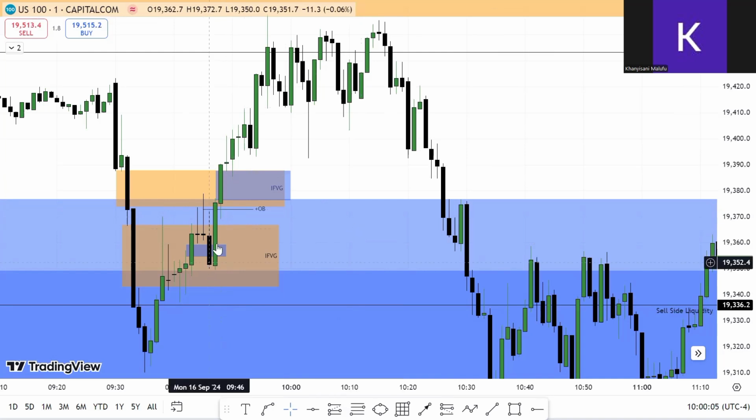All right, so this particular entry right here was just me trusting that this is going to be an inversion fair value gap because I was bullish. So the most aggressive is this one. The most conservative entry would be at this other block. Then another conservative entry would just be at this other block, or this fair value gap here.